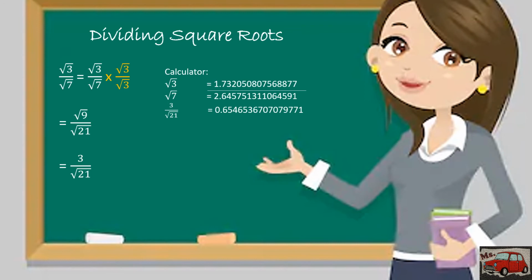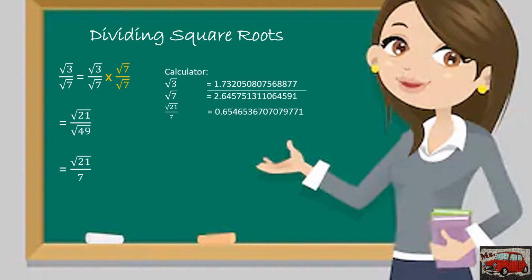So, square root of 9 is 3, and the square root of 21 stays as is, since it's not a perfect square. Okay? So, same as before, we use the calculator to check that. Get the square root of 3 and the square root of 7, and then divide that. The answer should be 0.65 and something. Because that's what you get when you enter the square root of 21 and then divide 3 by that answer. So that should be your answer.